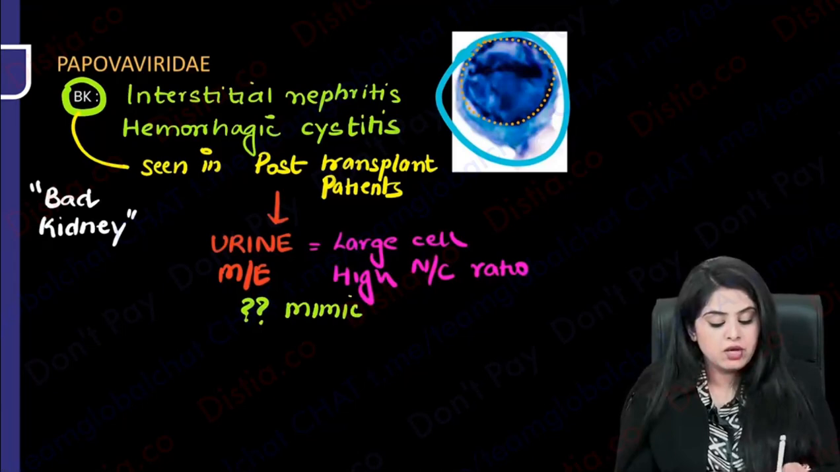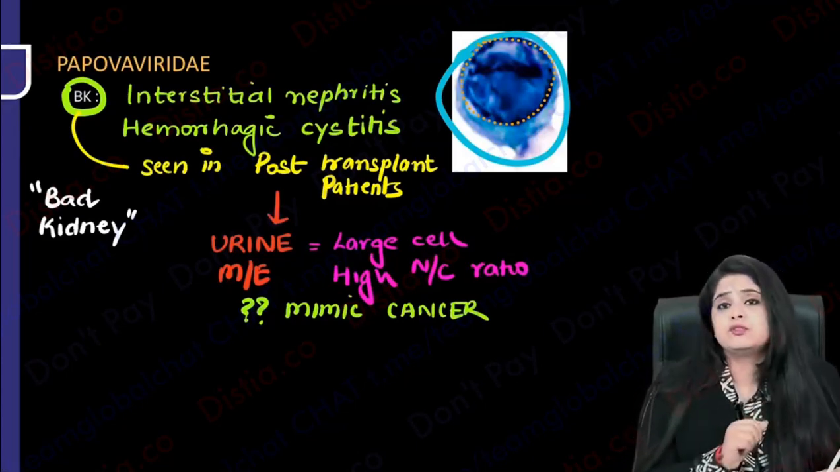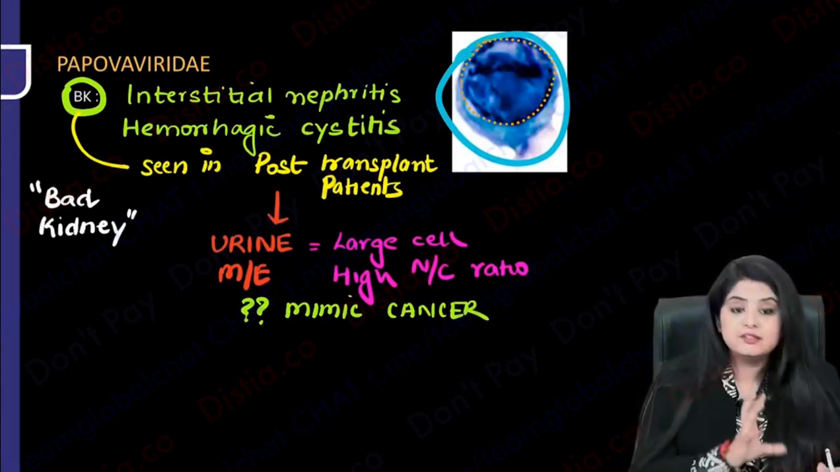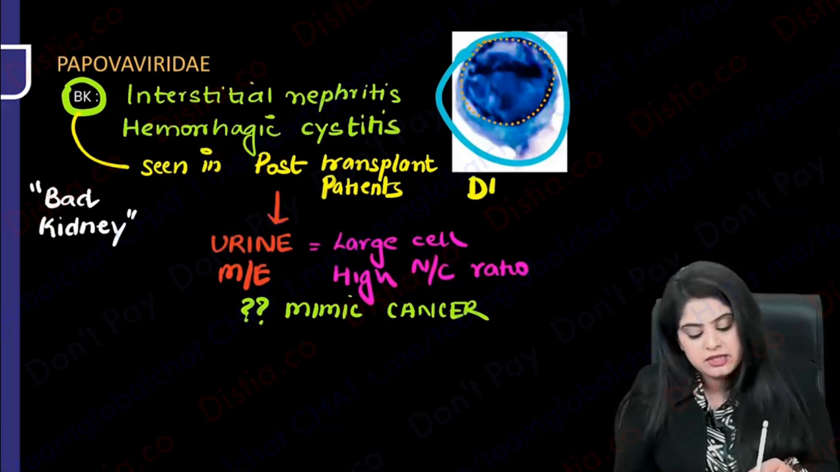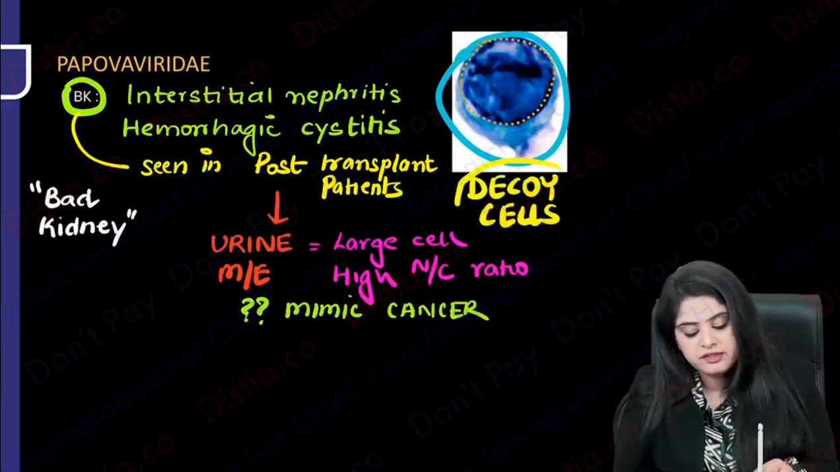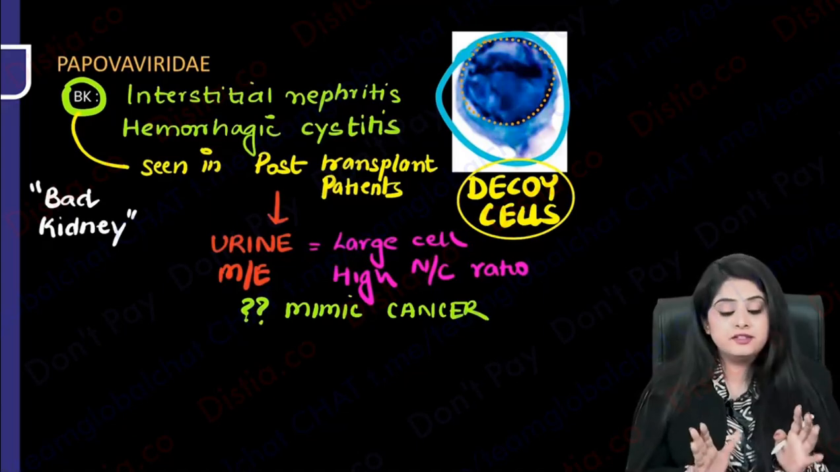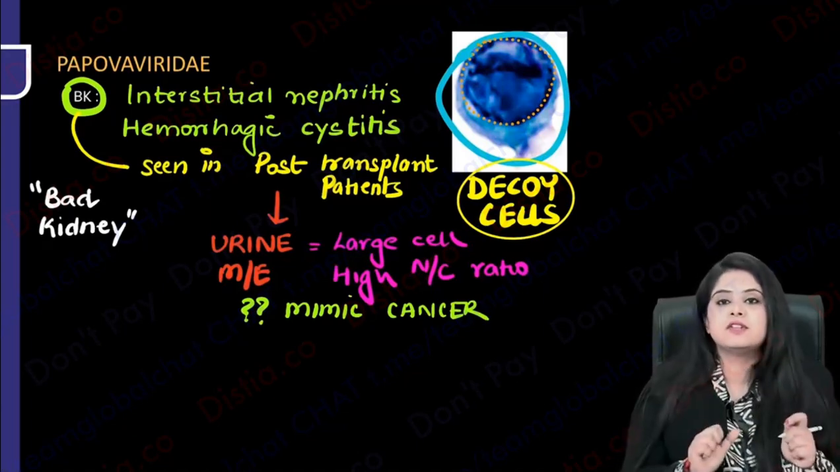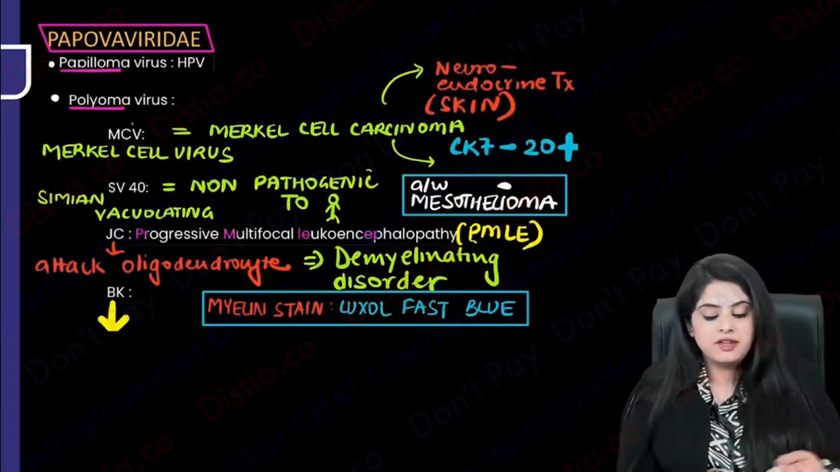No. When you call up the ward and you ask, did you see any growth in the urinary bladder? They'll say, no, this is not a cancer patient. This is a post-transplant patient. So then you say, acha, these cells which are mimicking cancer, they are not cancer. These are actually said to be the decoy cells. They are trying to be deceptive. They're trying to trick me. They're not cancer cells. They are formed because of the BK, bad kidney virus. So that becomes your entire polyoma virus family, right?